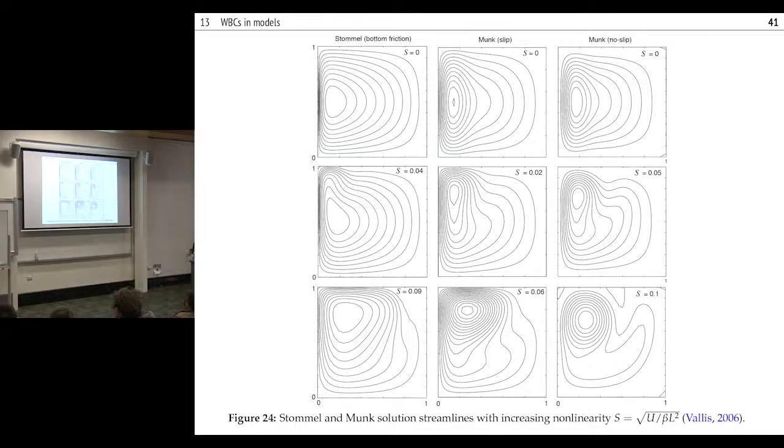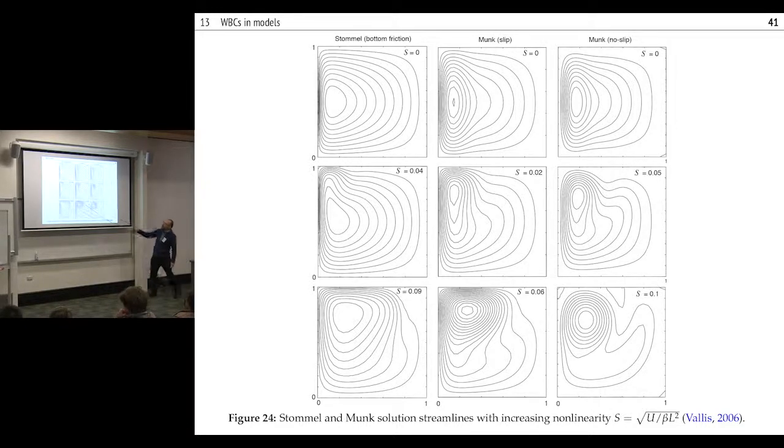So at the top here, we've got the Stommel solution. That's the Munk solution. These two have different side boundary conditions. This is a no-slip condition. This is a free-slip condition. They don't look very different. This is with linear, so this is zero Rossby number. And as we go down the page, we're increasing the Rossby number.